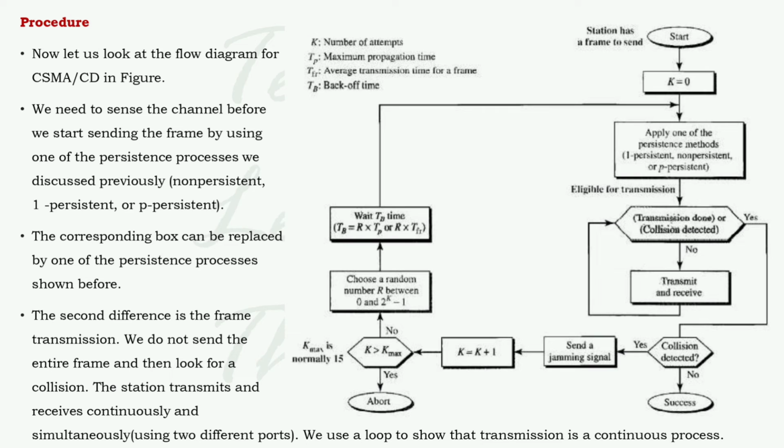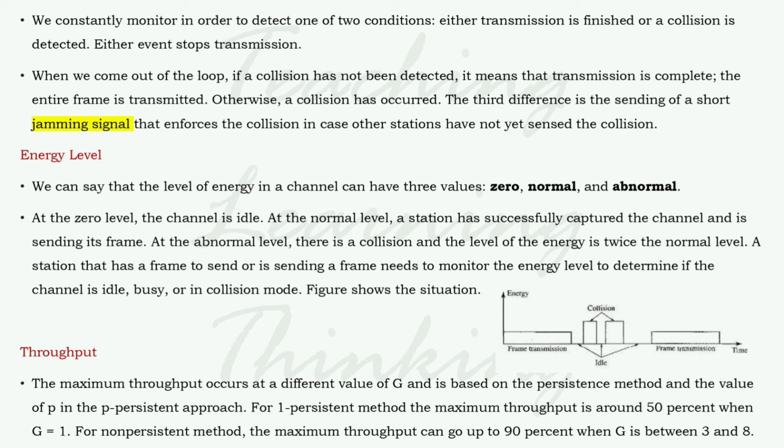If there is a detection, then it will go to the no part, and if there is no detection, then it will go to the yes part, something like that. So we constantly monitor in order to detect one of two conditions: either transmission is finished or a collision is detected. Either event stops transmission. When we come out of the loop, if a collision has not been detected, it means that the entire frame is transmitted. Otherwise, a collision has occurred. The third difference is the sending of a short jamming signal that enforces a collision in case other stations have not yet sensed the collision.